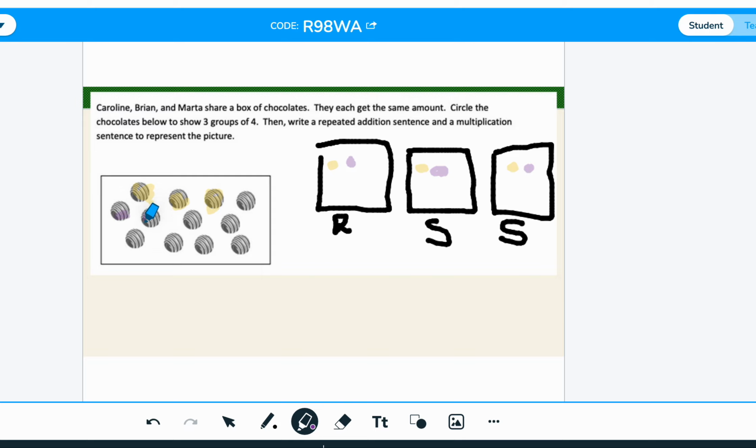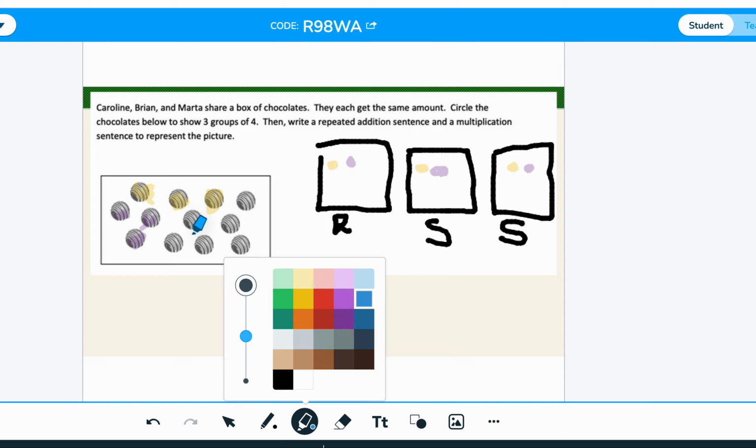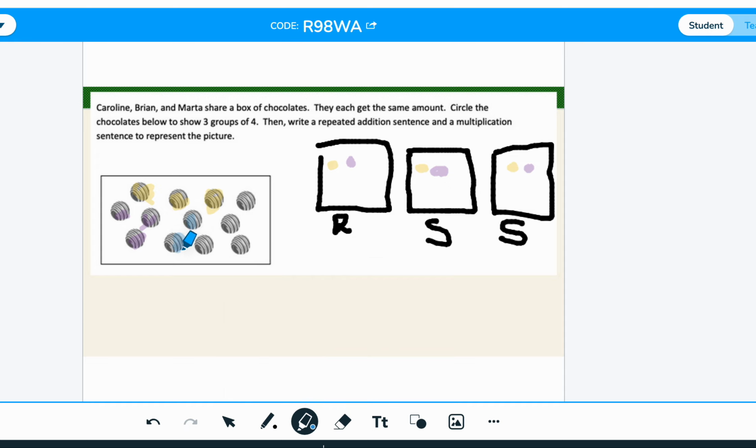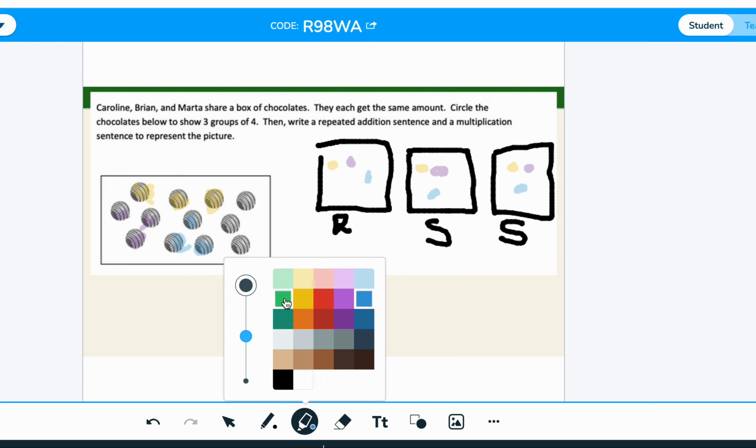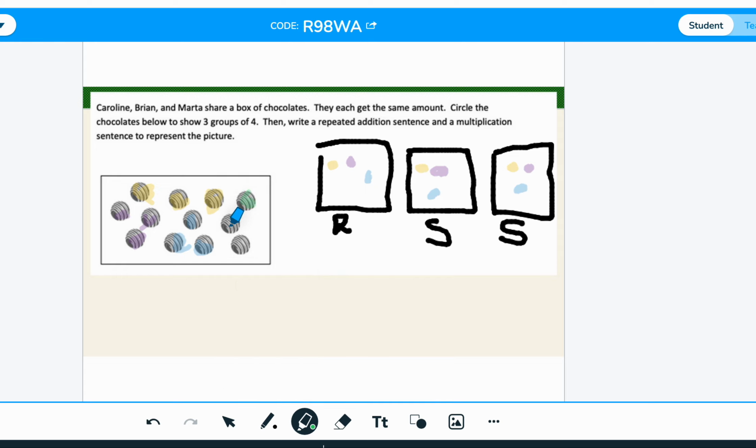Okay, so I'm going to go ahead and color these in so I don't use them again. I can give this one to Ronan, this one to Skylar, this one to Summer. So here's 1, 2, 3. Excellent. Okay. Ooh, I think there's enough for everybody to get one more. So here's one, here's one, here's one. All right, so I see I've used all my chocolates.